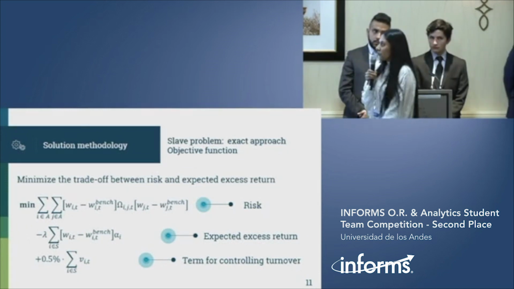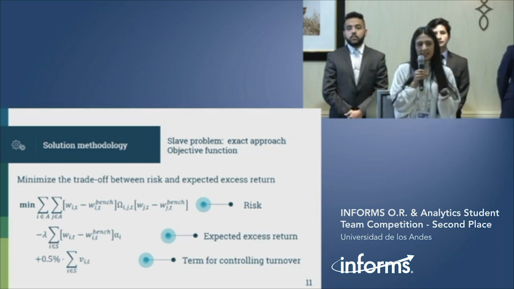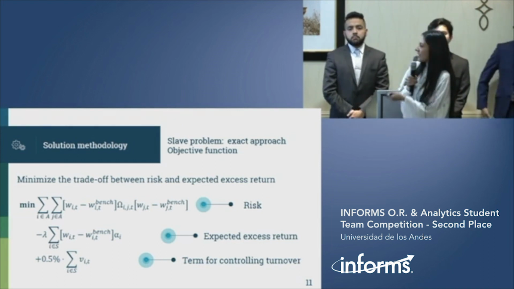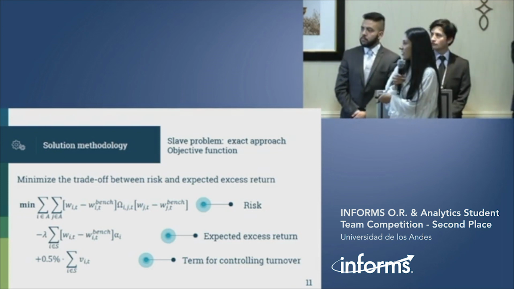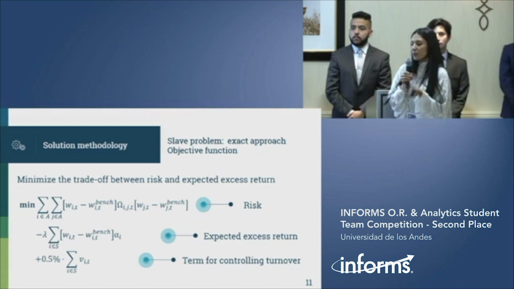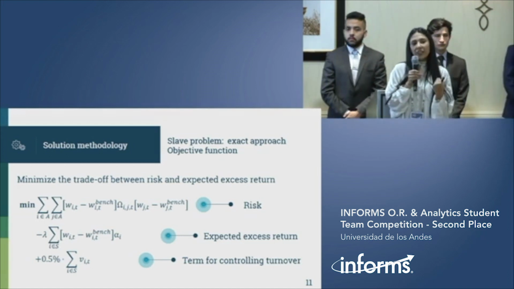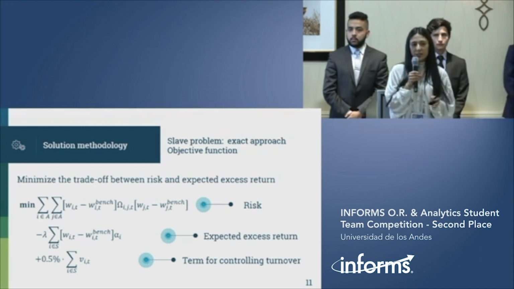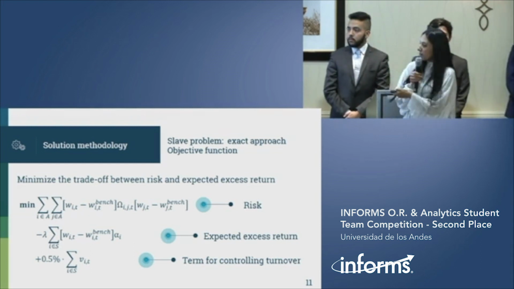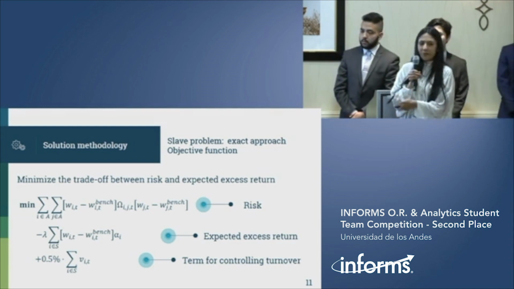This is the objective function of the problem. As mentioned before, it's minimizing the trade-off between risk and expected excess return. However, we added an additional term, this term, to include the turnover. The problem statement said that 100% in portfolio turnover reduced the portfolio return by 0.5%. Therefore, we added a term that is 0.5% multiplied by the aggregate turnover.